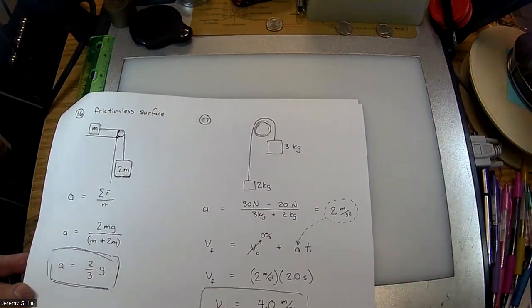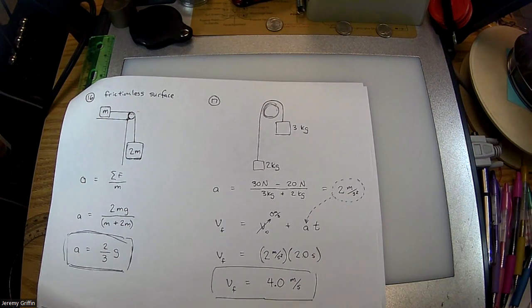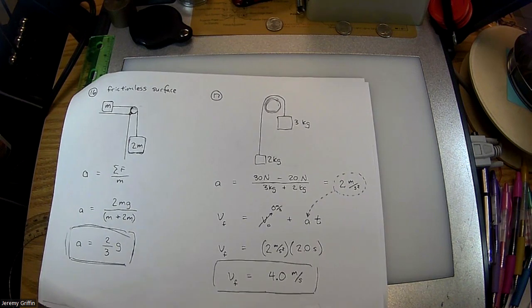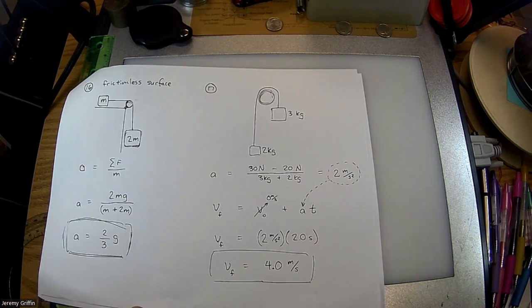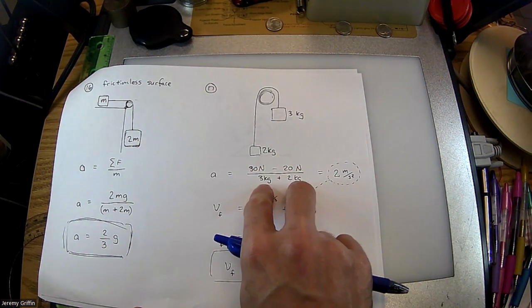All right. And then the one that we didn't quite get to, but we'll look at anyway, back to a classic Atwood. The question was, what speed is either block moving after some time interval? Well, this is going to be a two-part solution. First, got to figure out what's the acceleration with these given masses. So I did net force on total mass.